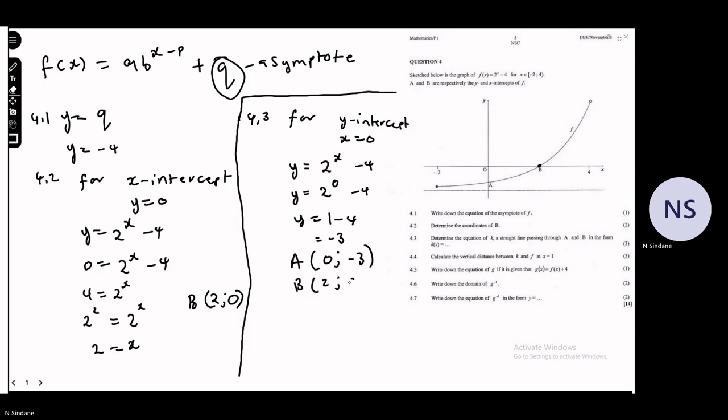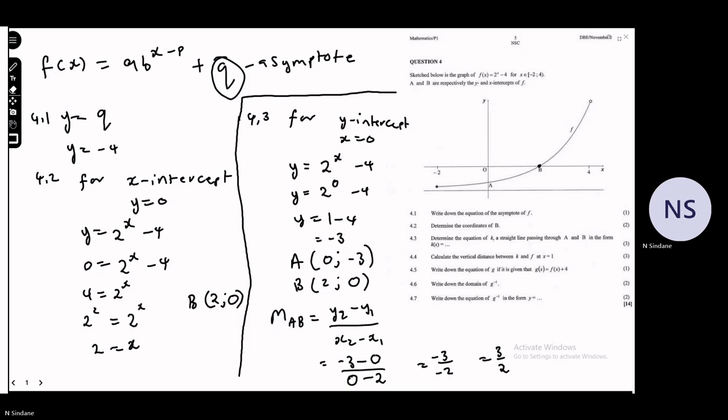Coordinates of B, we got them, is (2; 0). Right? Now, I can calculate my gradient. Gradient of AB is equal to y2 minus y1 divided by x2 minus x1. Right? And then y2 minus y1, minus 3 minus 0, over x2, which is 0, minus 2. This gives me negative 3 over negative 2. Therefore, my gradient is 3 over 2.